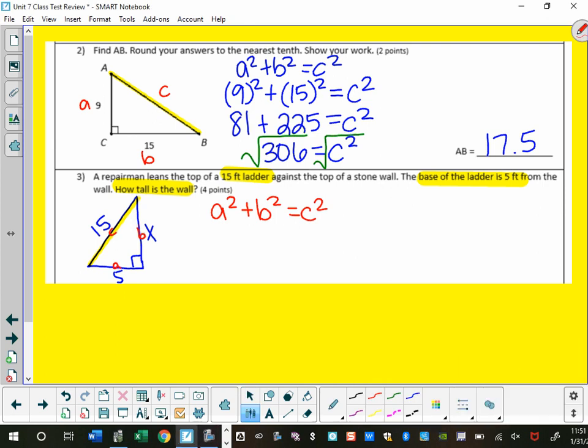Compare your answer with my answer. Chris, what did you get for this problem? 14.1. Sydney, what did you get for this problem? Okay. It sounds like it's just a rounding issue between the two answers.